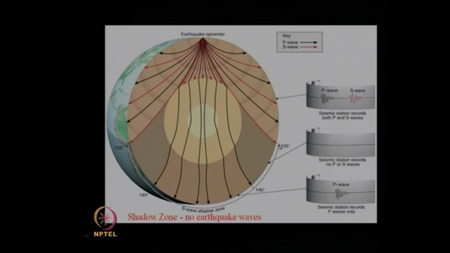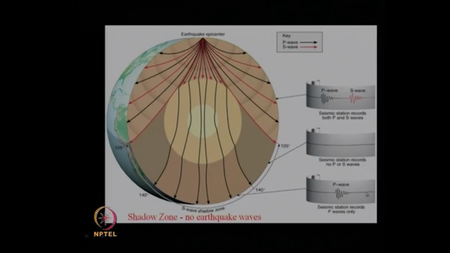Whereas in this location, typically 103 degree to 143 degree, or some people say 105 degree to 140 degree, these are typical angles. If any seismic station is placed at this location, it will record no P wave and no S wave, because it is lying in the shadow zone of both the P wave and S wave. Whereas some seismic stations located at this point will record only the P wave, but after some time they will keep on waiting, and no other wave will come.